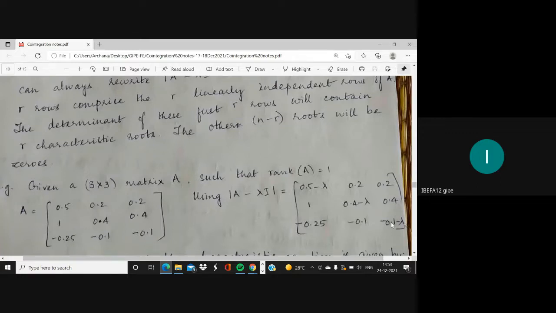Okay, and then solve for lambda. So when you try to find the determinant, the first thing that will happen is you will get the characteristic equation.